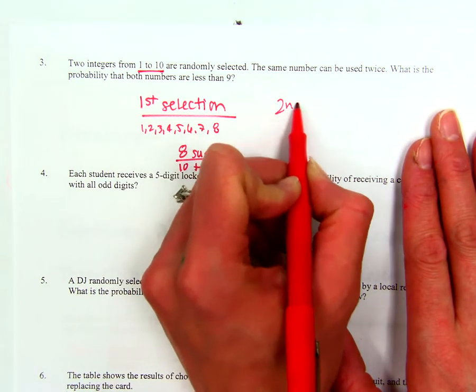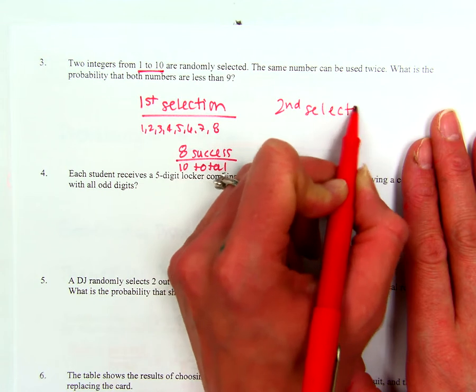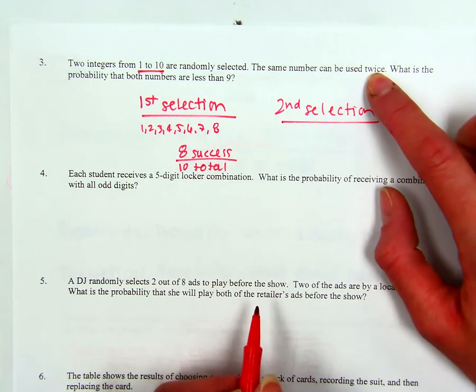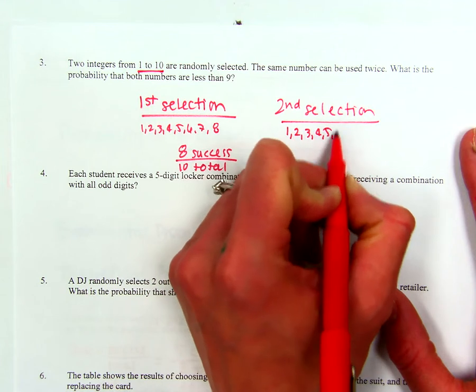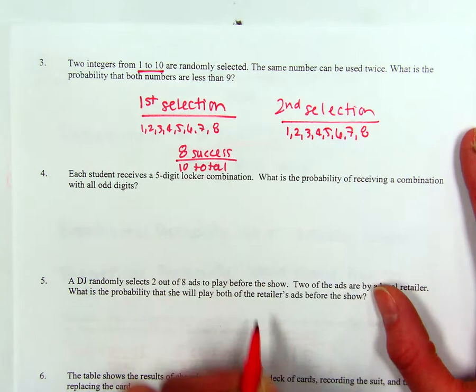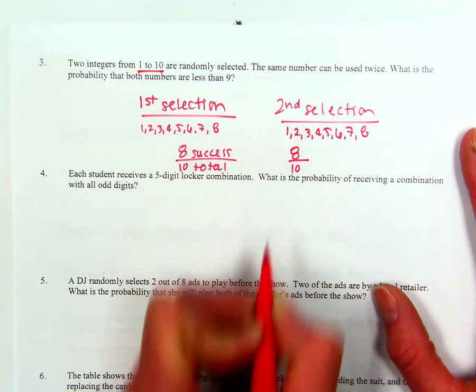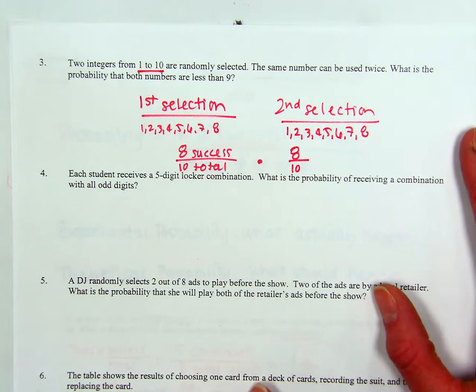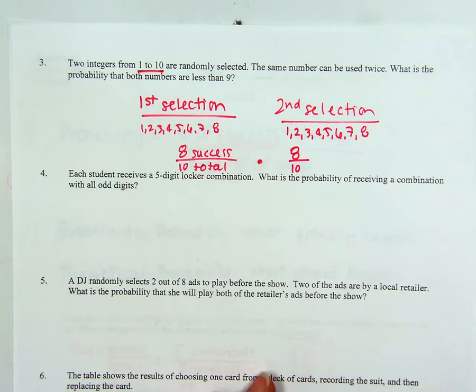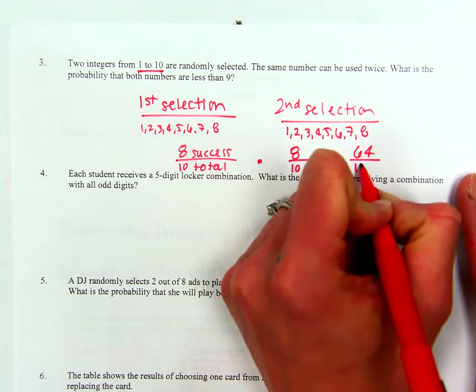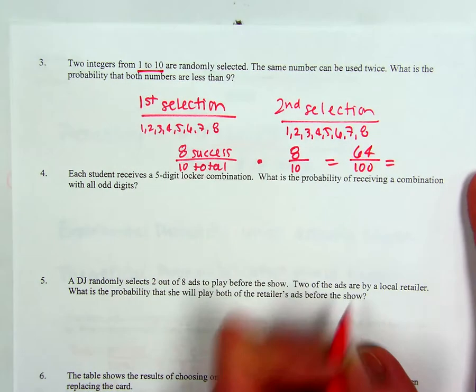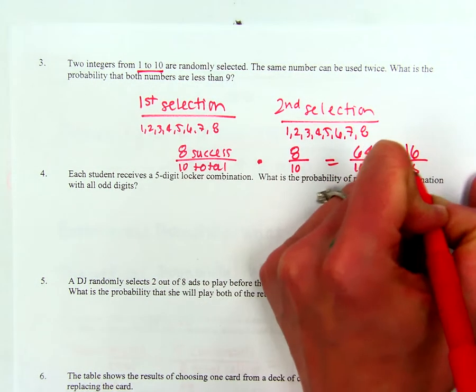The second time I select, it says you could use the same number twice. So I could still also pick 1, 2, 3, 4, 5, 6, 7, or 8. So I could again get 8 out of 10. So now you just need to multiply those two results. So if you do that, 8 times 8 is 64. 10 times 10 is 100.